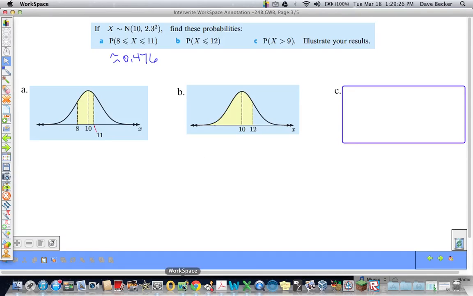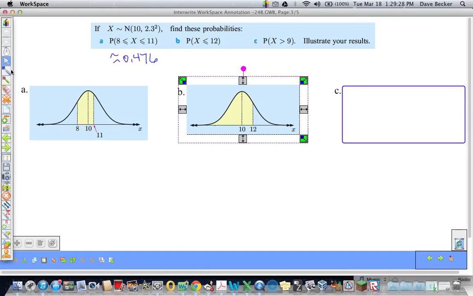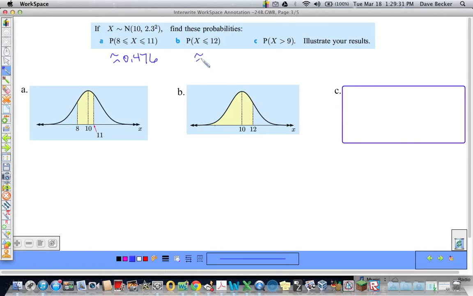So let's go ahead and put that in there. Approximately equal to 0.808. Could life get any easier for this right now? I don't think so. What about the probability that x is greater than 9?